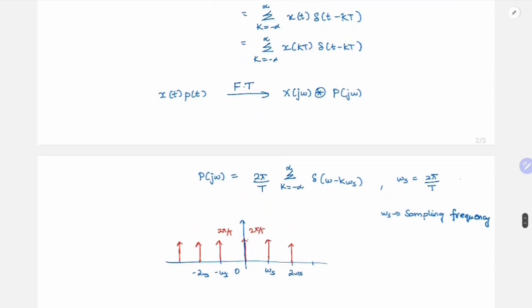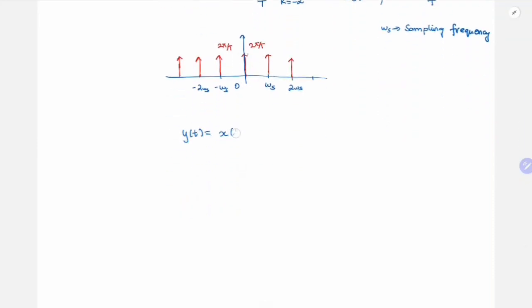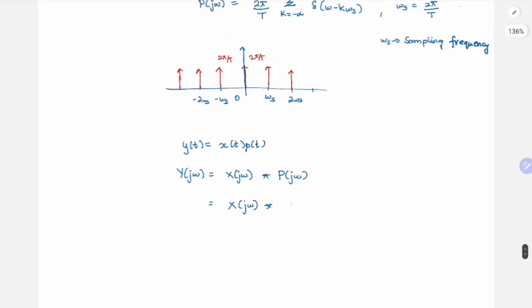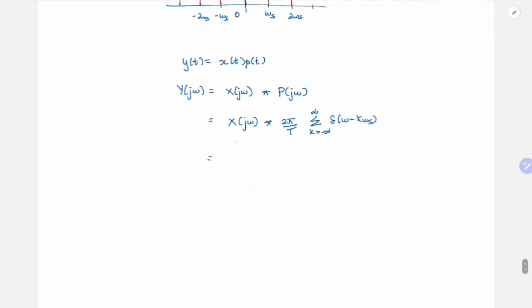So now what is the resulting x of t into p of t? If I call it y of t, x of t into p of t, then Y of j omega will be X of j omega convolved with P of j omega. We already got what is P of j omega, and it is here. So X of j omega convolved with 2 pi by T summation k equal to minus infinity to infinity delta of omega minus k omega s. Since 2 pi by T is constant and X of j omega doesn't depend on k, we can take this inside. So I'll get X of j omega convolved with delta of omega minus k omega s.